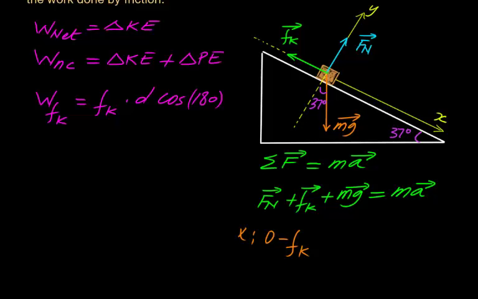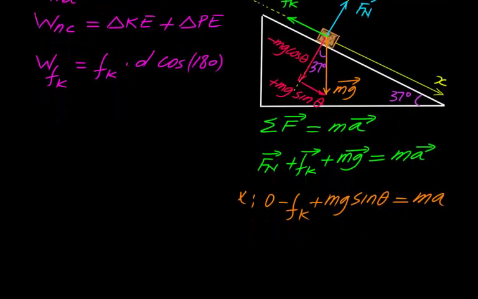The weight mg needs to be broken into two components. The y component is equal to negative mg cosine the angle 37, which I'm going to call theta, and the x component is positive mg sine the angle of 37, which also I'm going to call theta here. Therefore, the x component is going to be positive mg sine theta. That's going to equal the mass times the acceleration, because the acceleration is lined up with the x-axis.